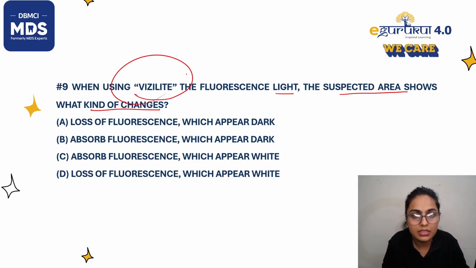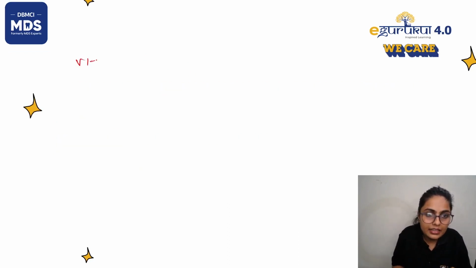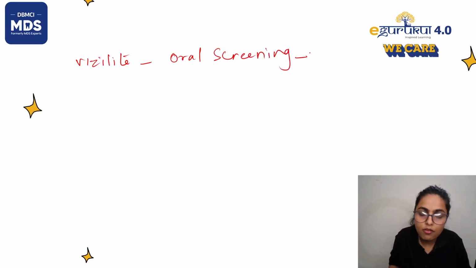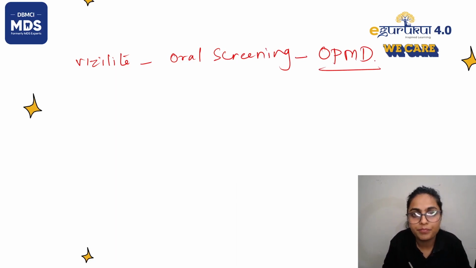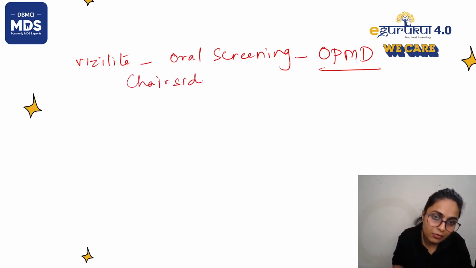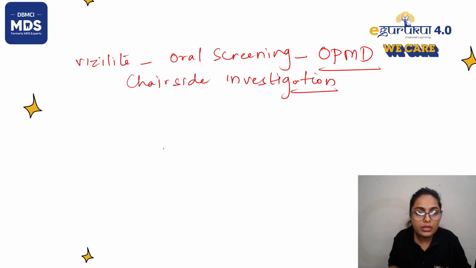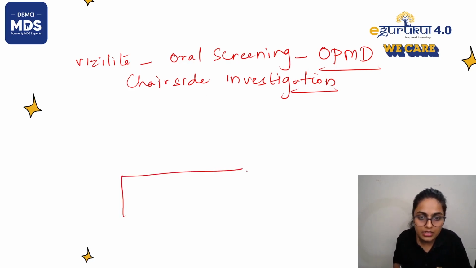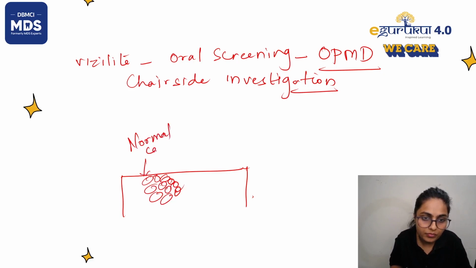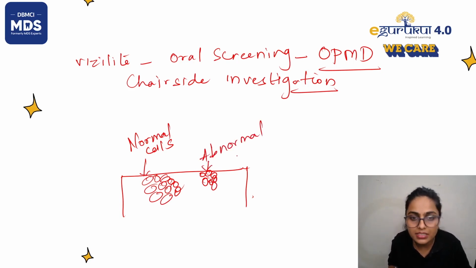Now, to answer this question, you should first know what Vizilite is basically. Vizilite is basically an oral screening procedure for oral potentially malignant disorders, like leukoplakia, for example. And this is basically a chair side investigation. Now, what we do here is we have this lesion. Say this is a lesion. These are the cells which are affected. So say these are the normal cells and these are the abnormal cells or say dysplastic cells.